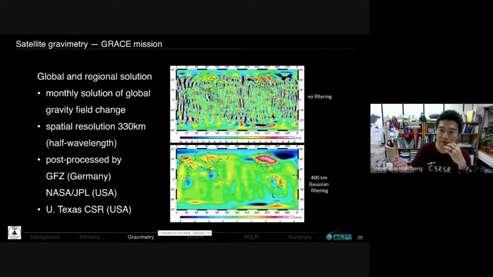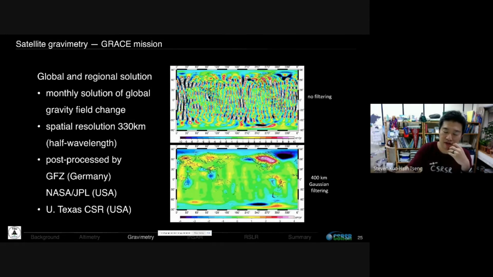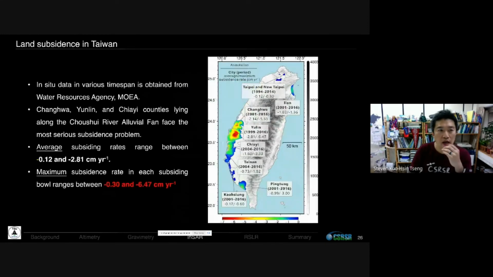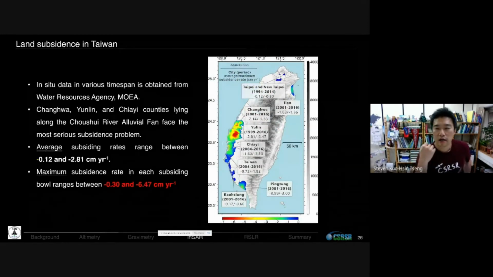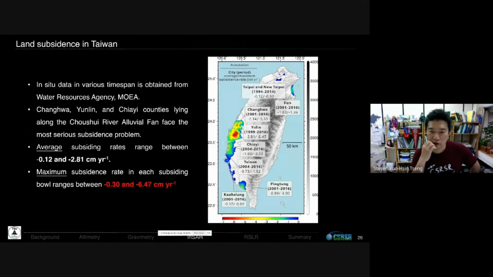So they build a beach house, they try to fish at their harbor. However, a few years later, the sea level is actually a couple centimeters or even meters away from their beach house, because their land is uplifting. So that's not the case in Taiwan. Taiwan suffers from some land subsidence.